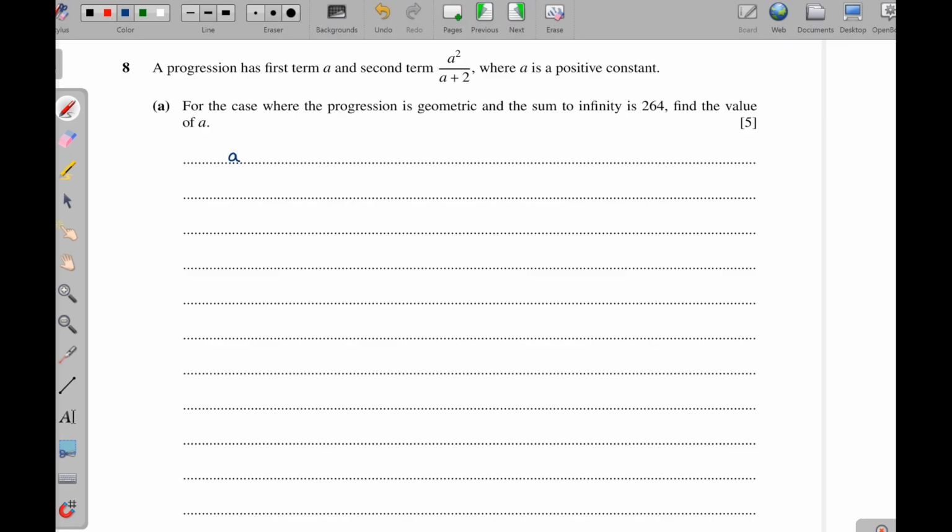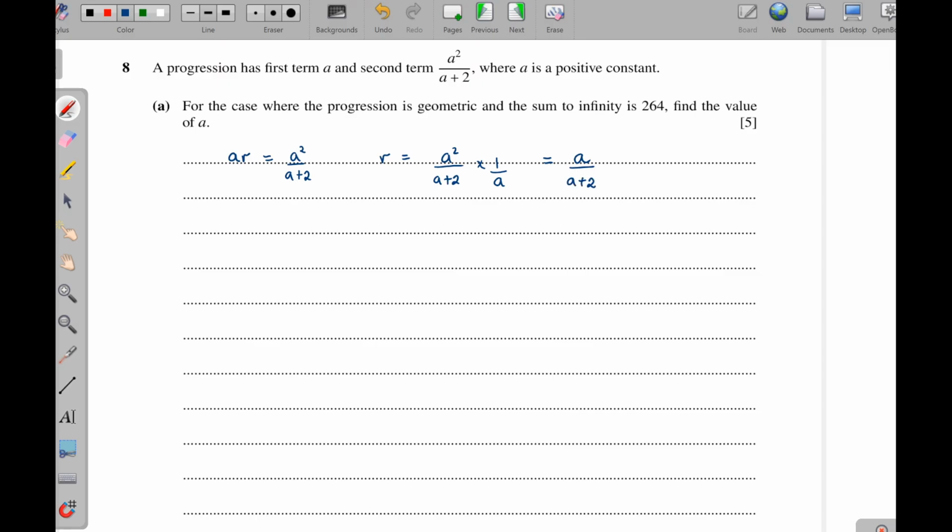So we have a, the first term, which is a. Then the second term is ar, which is equal to a squared out of a plus 2. You see? So meaning, for me to get r, it will be this a squared out of a plus 2. Then we divide it by what? By a. So that is the same as saying times 1 over a. Are we there? Then this one will reduce this one to a.